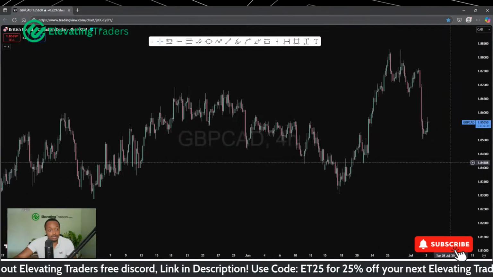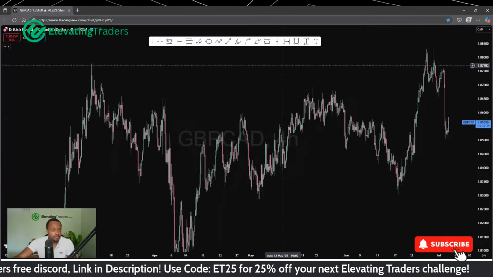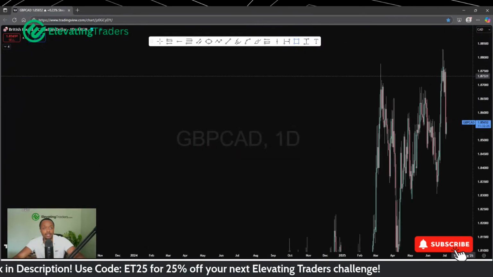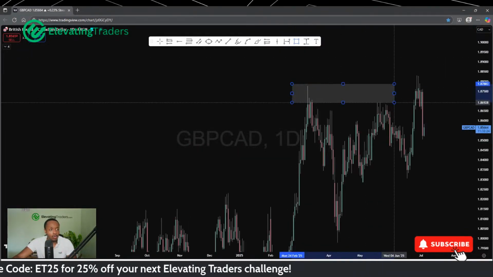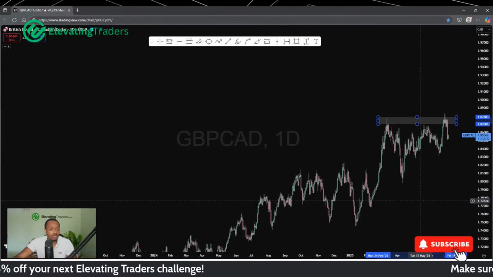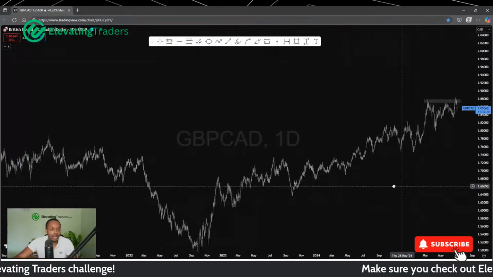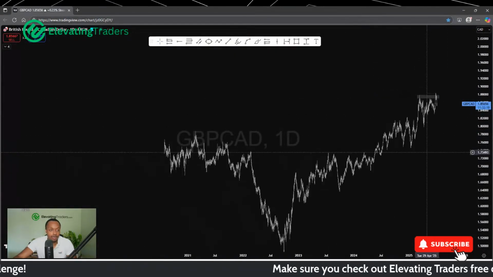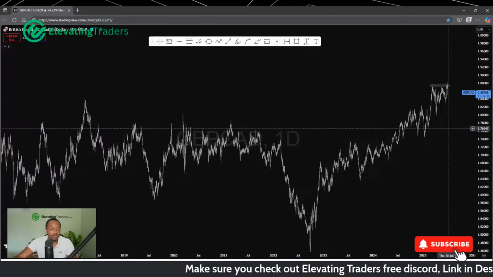Of course, pound weakness as well helped this one out to the downside. Basically, it looks like price has rejected the highs very aggressively. Of course, pound CAD is still a very bullish market. I do think we are coming to a bit of an end, and we could see a sustained bearish move soon.